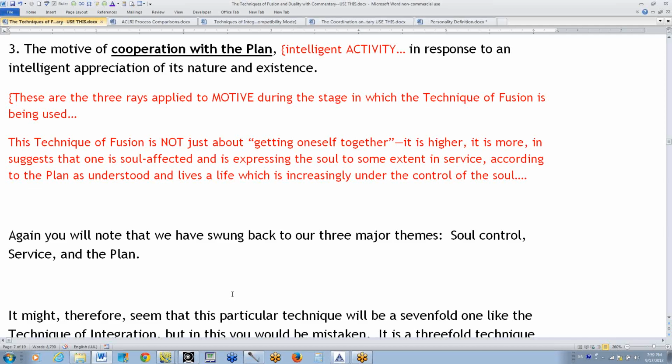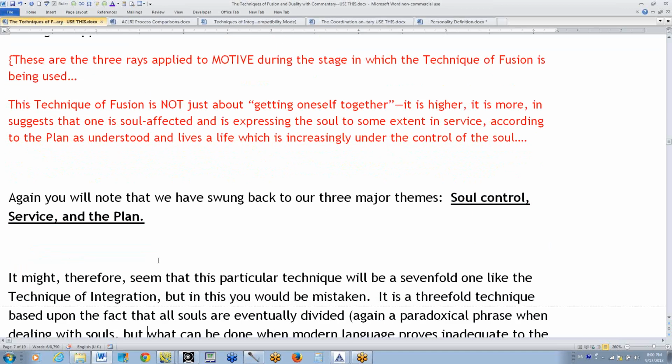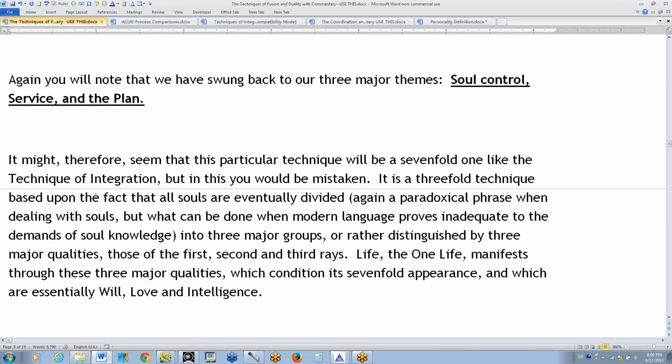Again, you will note that we have swung back to our three major themes: soul control, service, and the plan. He gives us this triplicity. The plan, conceived on the atmic plane, is in a way related to the third ray, but the first as well. The atmic plane is the third plane, and yet the first of the Brahmic planes. Service has to do with responding to the sensed need, thus to the sentiency of the second aspect, and control is always the theme of the first ray, control according to the will. It might therefore seem that this particular technique will be a sevenfold one, like the technique of integration, but in this you would be mistaken.